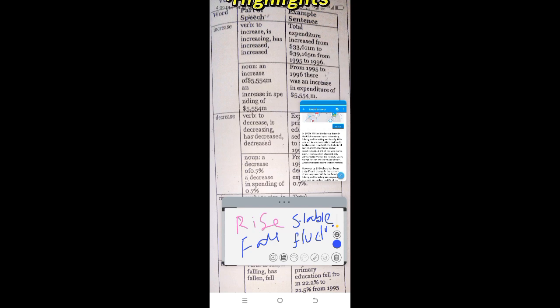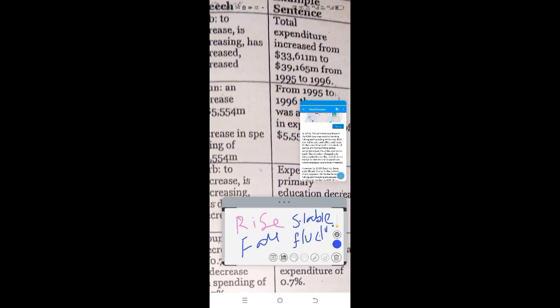So if the value is increasing, you can use the words increase to, increasing, has increased. And what is the example? So pay attention, please. The example is: the total expenditure increased from 33,611 million to 39,165 million from 1995 to 1996. One example.